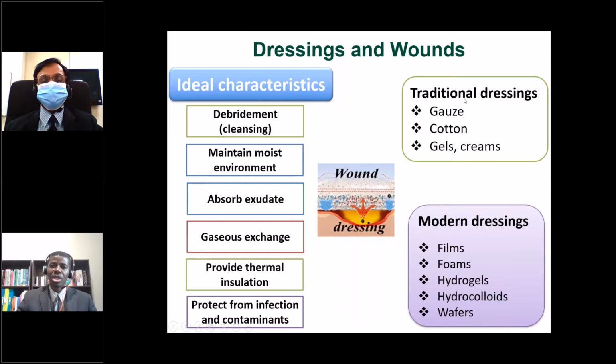In the past, we used traditional dressings like gauze, cotton, gels, and creams, but these are pretty useless really, because all they do is cover the wound and hope that the body would heal itself. Later on, you had what you call the modern dressings, or the moist wound dressings, such as films, foams, hydrogels, colloids, and wafers. And these typically create a moist environment that facilitates cell migration and eventual wound healing. But every dressing is expected to have particular characteristics, such as debridement and eventually protecting the wound from infection and contaminants. So these are the 2 common ones.